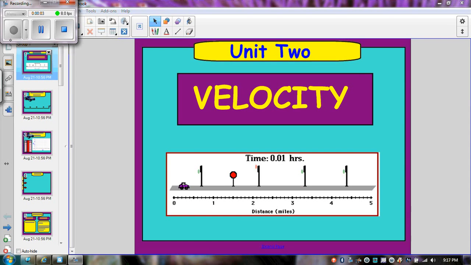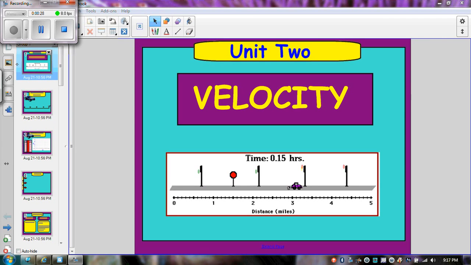Okay, welcome to Unit 2, which is all about velocity. This unit's going to be split into 3 videos. The first video, which is this video, is going to cover the introduction to velocity, along with the introduction to displacement and distance. The second video is going to be talking about graphical analysis, and then finally the third video will be talking about motion maps. So let's go ahead and get started with Unit 2.